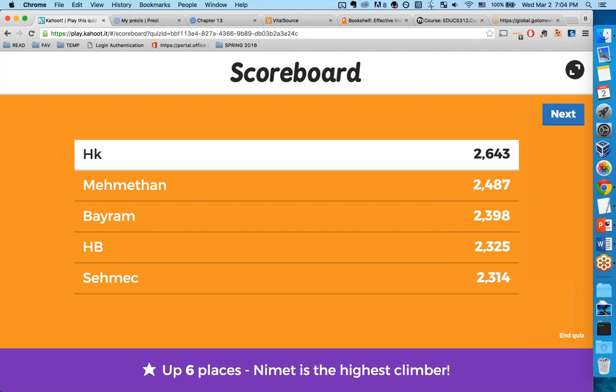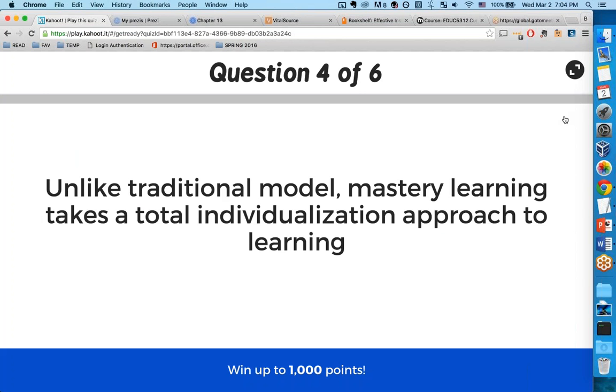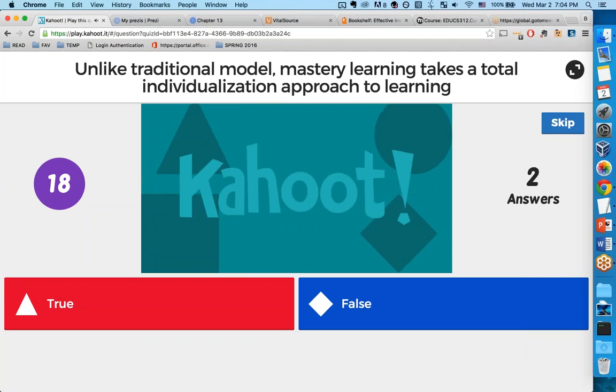All right, HK is still leading, followed by Mehmet Han. All right, so I think I have 2 more questions. Let's see, next. Unlike the traditional model, mastery learning takes a total individualization approach to learning. Is that true or false?